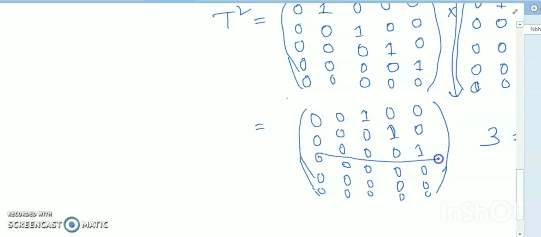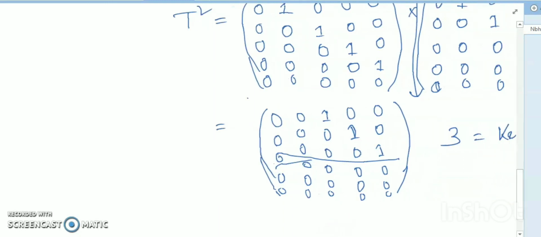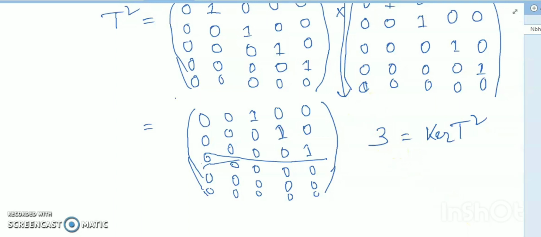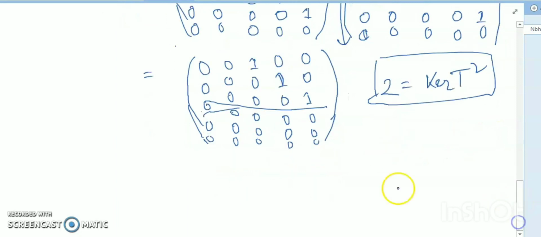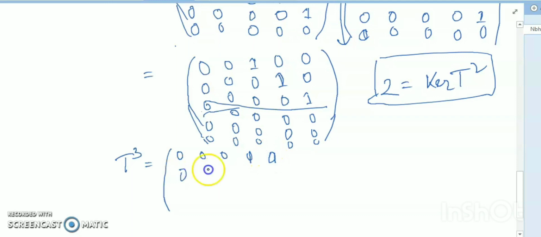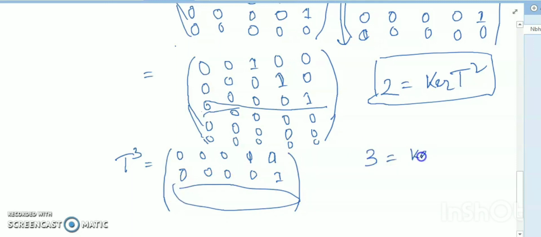Very conceptual and very important. So T cube, when we multiply similarly, we get 0 in the other entries, so d3 is equal to 3, the nullity of T cube. So my first option is correct, and according to the question I can write yes. This is possible.